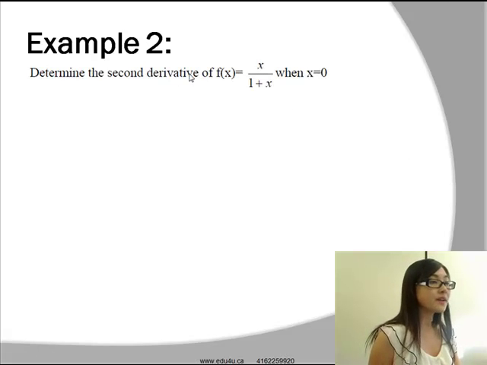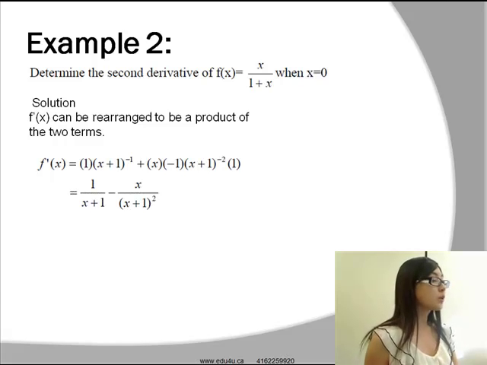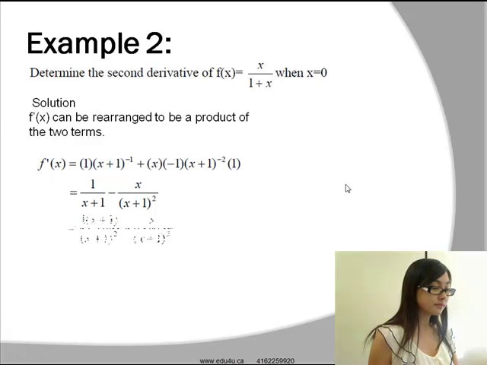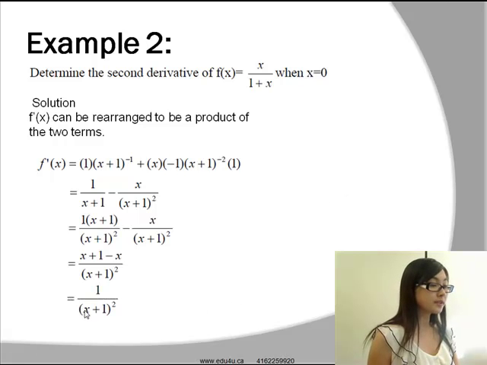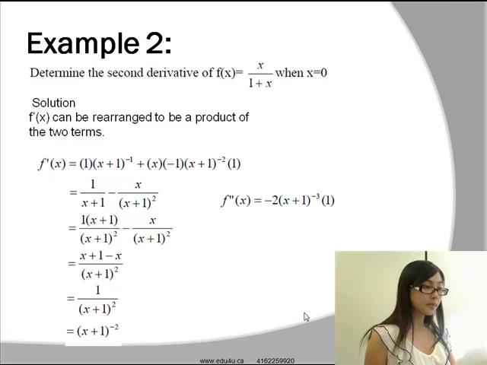Let's take a look at example 2. Determine the second derivative of f of x equals x over 1 plus x when x is equal to 0. Well, first we have to determine what f prime x is. When we organize our solution, that's going to be 1 over x plus 1 minus x over (x plus 1) squared, which is the same thing as 1 over (x plus 1) squared. And it can also be written as (x plus 1) to the exponent of negative 2.